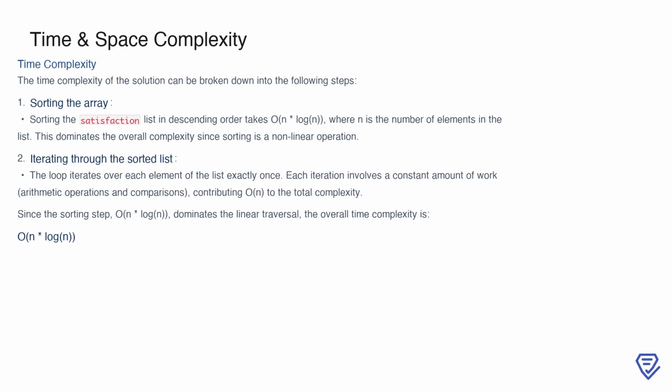Second, we iterate through the sorted array. This involves a single loop that visits each element exactly once, performing arithmetic operations and comparisons in constant time per iteration. This contributes an additional O(n) to the total complexity. However, since O(n log n) from the sorting step grows faster than O(n), it dominates the overall time complexity. Therefore, the time complexity of the solution is O(n log n).